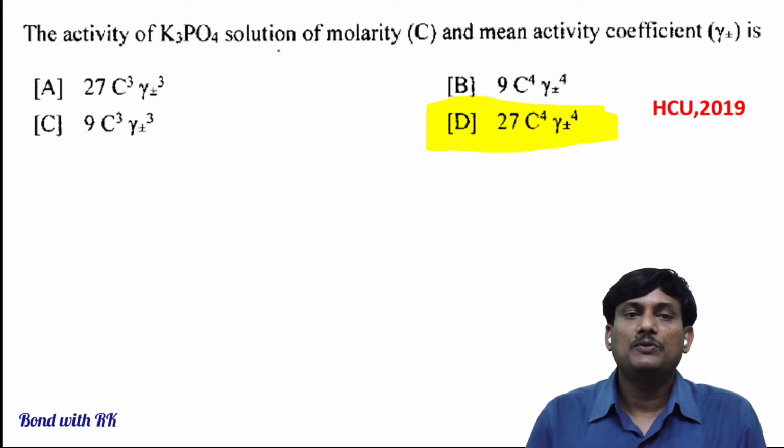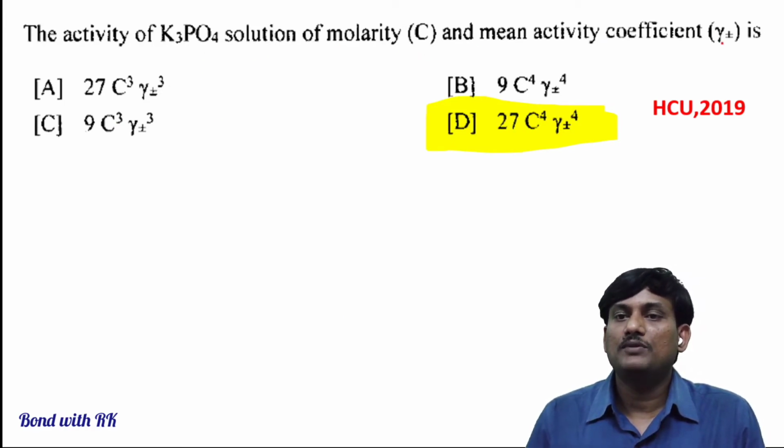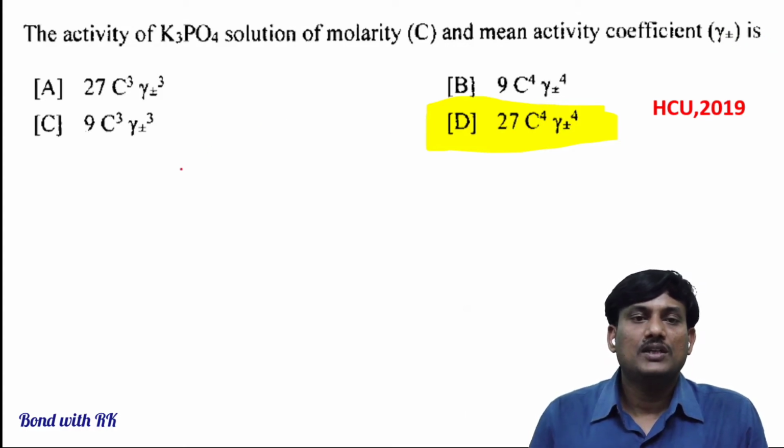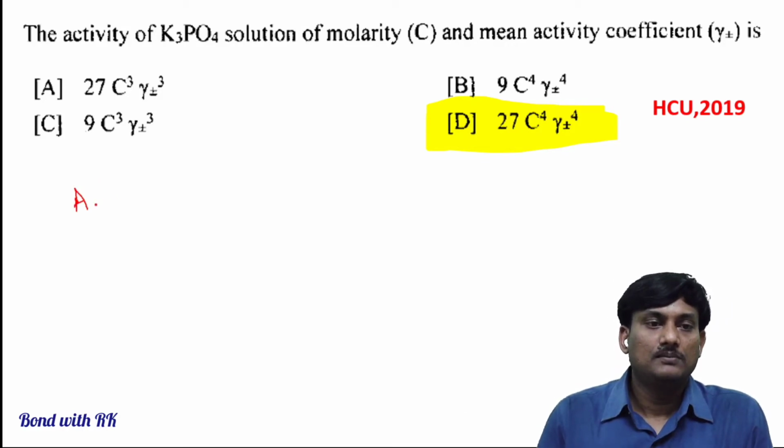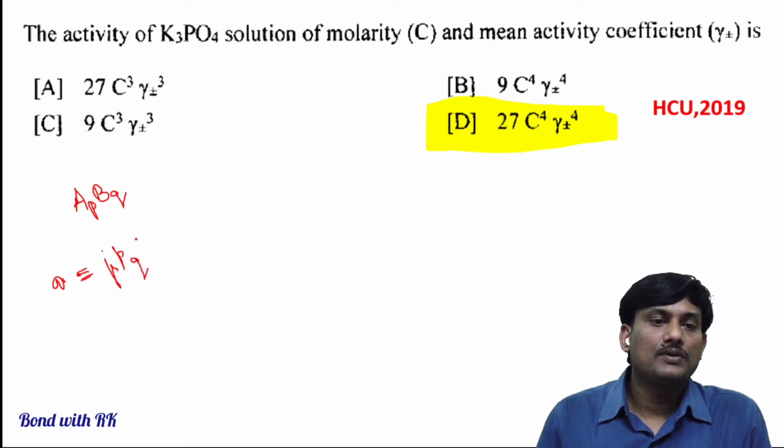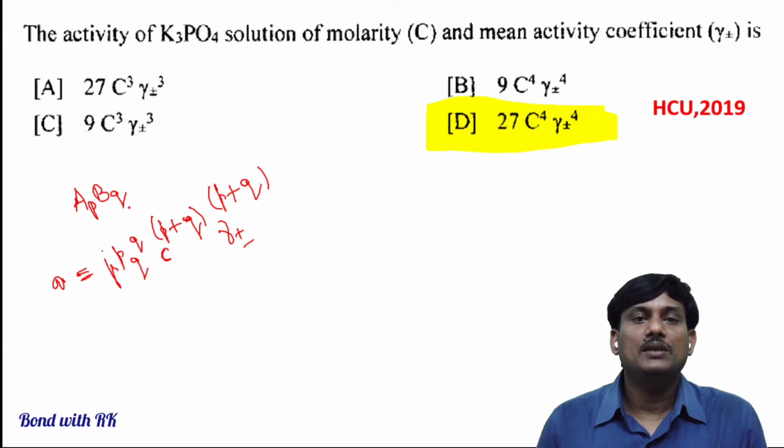The activity of K3PO4 solution of molarity C and mean activity coefficient gamma plus or minus is. Let's take a salt, an electrolyte, ApBq. The activity a is equal to p power of p, q power of q, and concentration C power of p plus q, and gamma plus or minus power p plus q. This is the formula if we take an electrolyte ApBq.